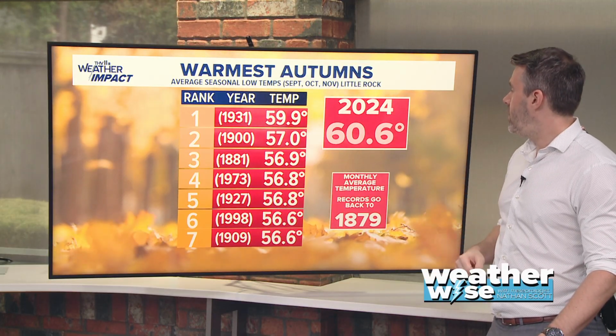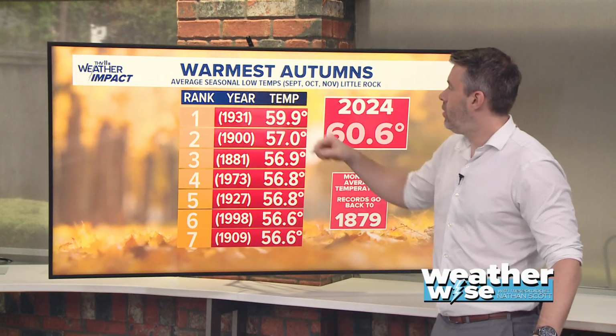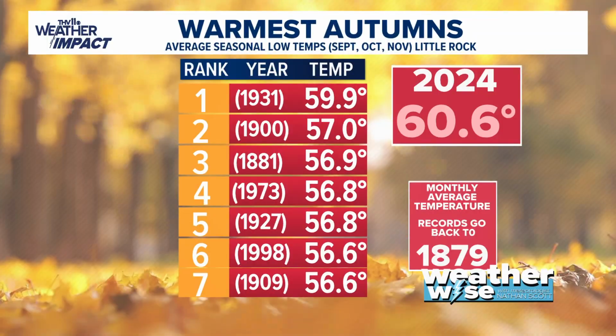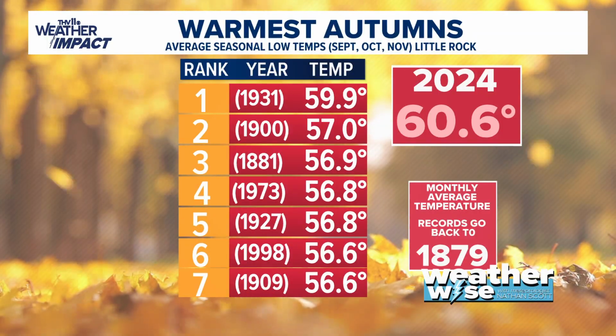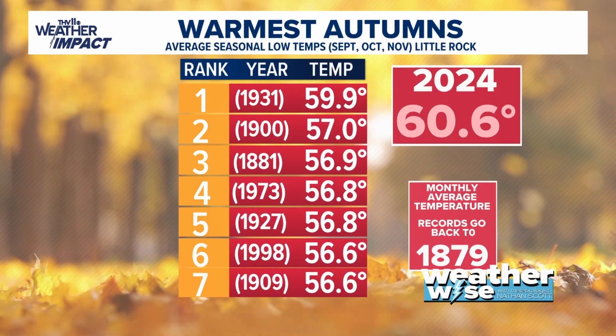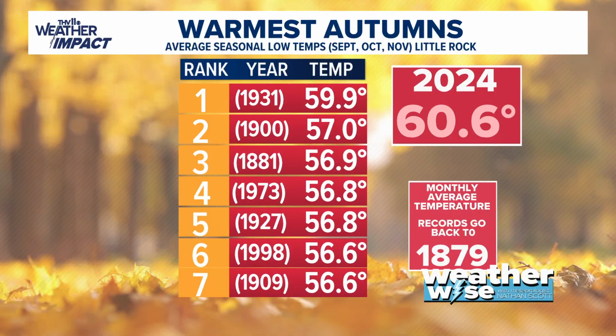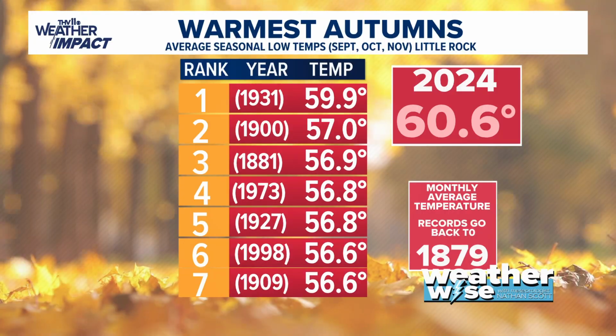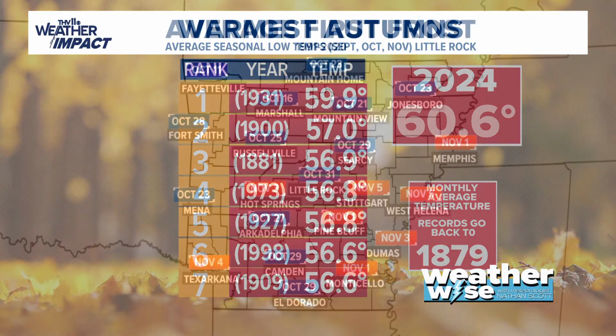So there's the average temperature for the period of autumn, 60.6 degrees. That's the average seasonal low temperatures, actually. So it was warm. I mean, we had that one cold night in the 30s, but that is certainly well above where we should be for this time of year. And that's just because it was not only hot, but it was very dry. We had a drought in place last year.